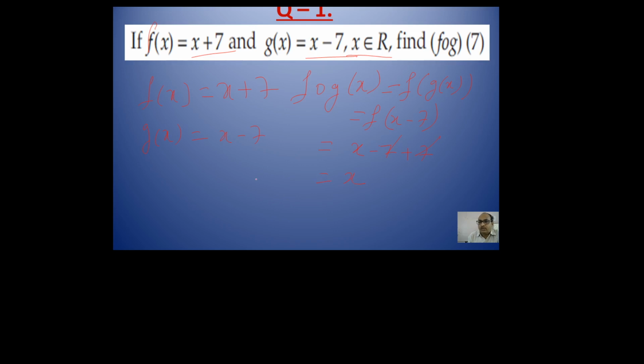So what we have got, now we have to find f of g of 7. So we have to place the value of x as 7. So this one will become 7. So our answer will be 7 only. Okay, right. Let us move to next slide.